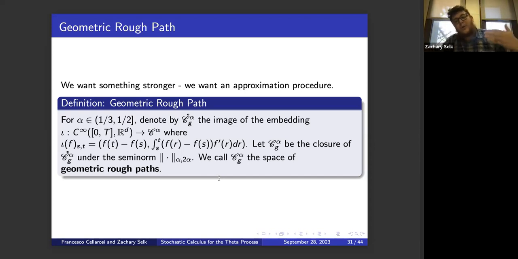So not only do we want to create some abstract lift, we want to construct a lift that comes from an approximation procedure. In particular, we want to construct it from the approximation procedure that was given in Celerossi and Marklov's paper of piecewise linear approximations.